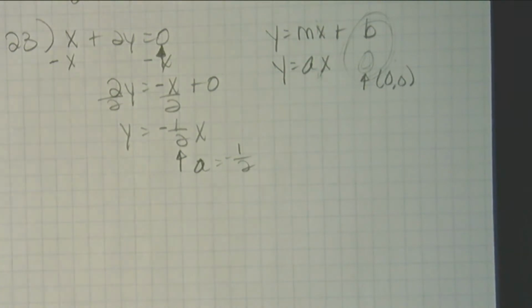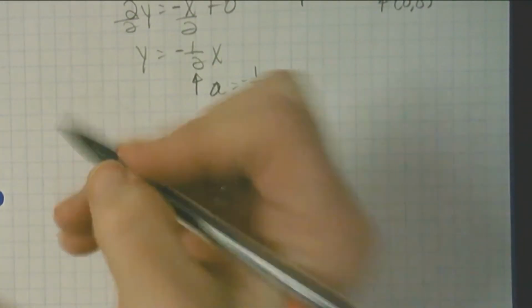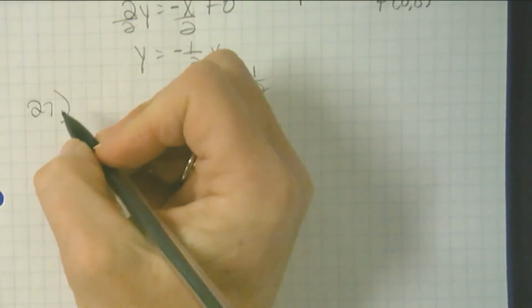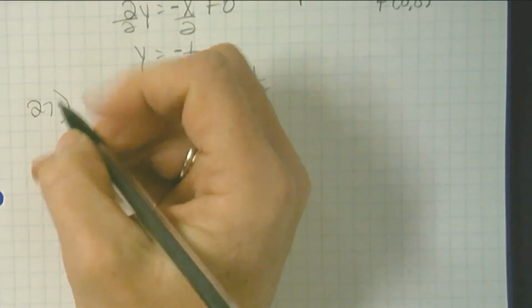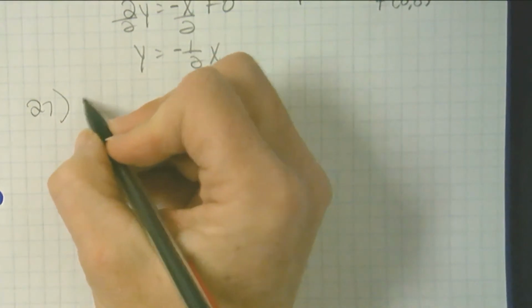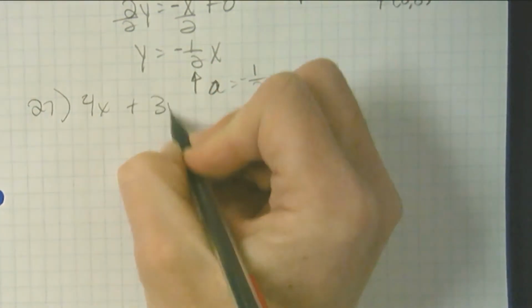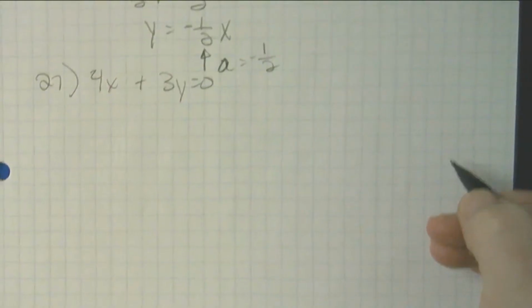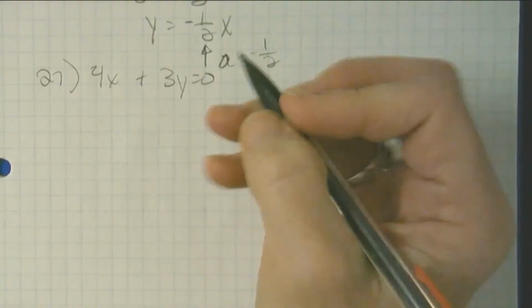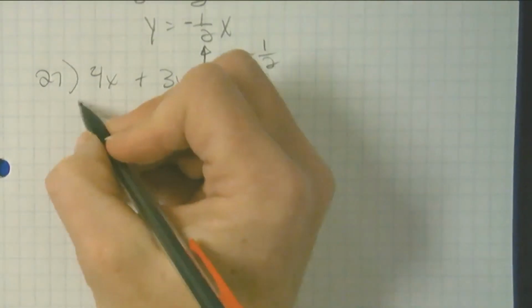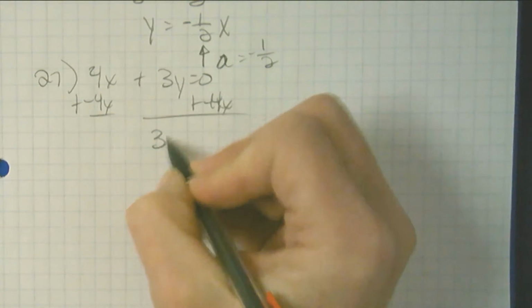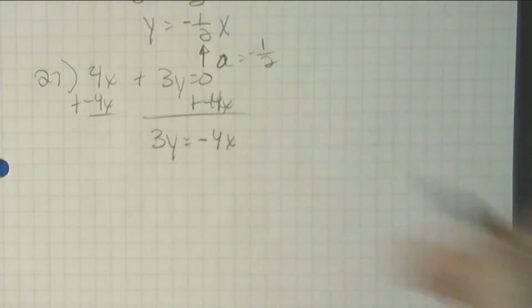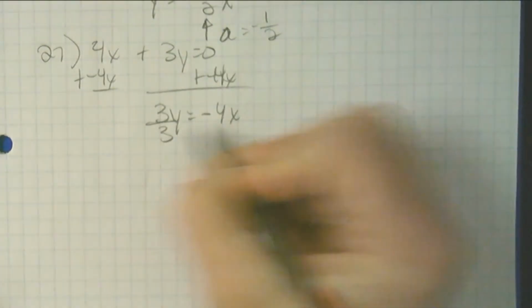Yeah, okay. All right, 27. 27 said, graph the direct variation. All right, so I have 4x plus 3y is equal to 0. Who asked me for this? All right, so first of all, Joseph, I have to put it in direct variation form. So I'm going to add a negative 4x to both sides. So I get 3y is equal to negative 4x. I'm going to divide each side by negative 3.